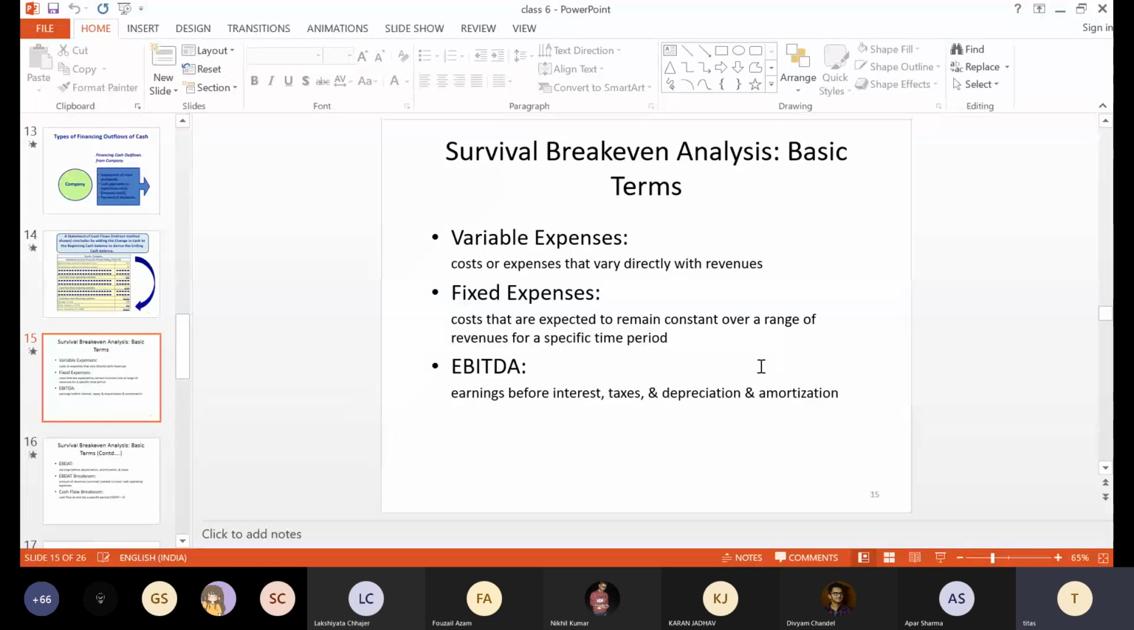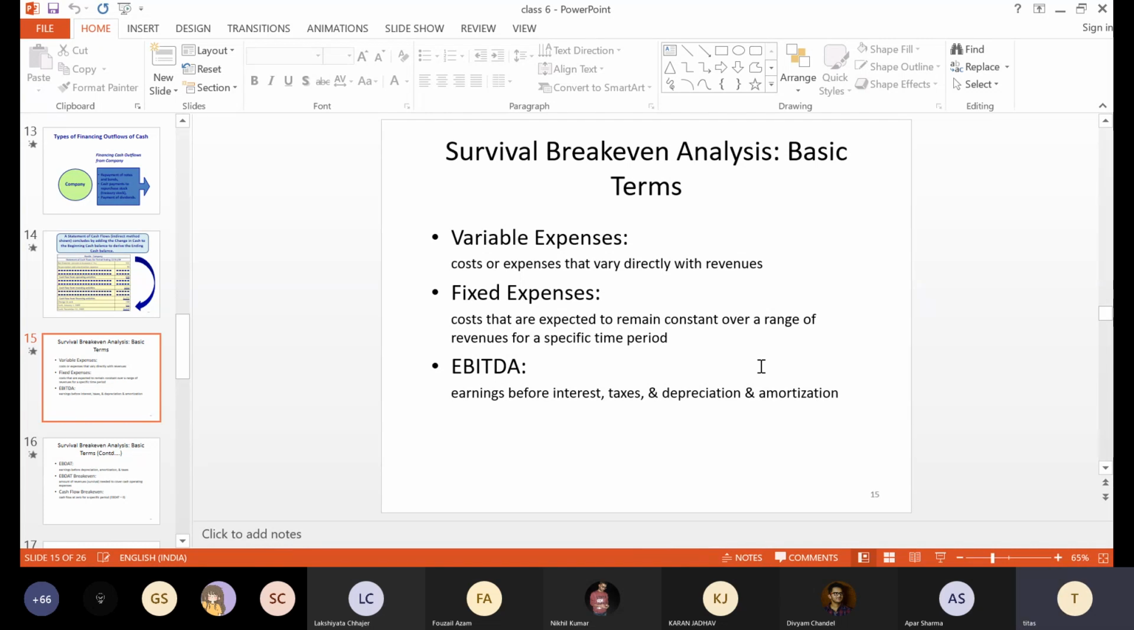So we are very briefly going to discuss here the cash flow breakeven, which is also termed as survival breakeven. So what is that? We know about breakeven, which is revenue equal to cost, so that there is a no profit, no loss situation. So here we are more interested in cash flow breakeven. Why? Because as I said, for new ventures, cash flow is far, far more important than for the established ones. So how do we do that?